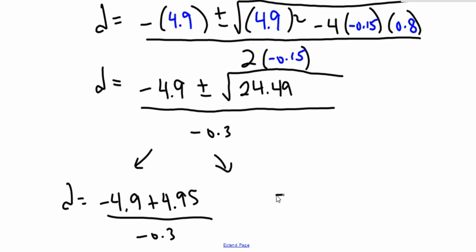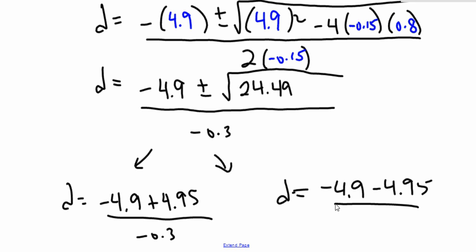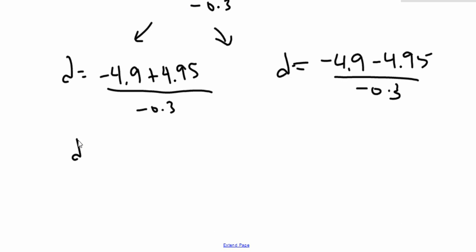And the other one will be if I do d equals, ooh, that was a bit messy. d equals negative 4.9 minus 4.95, all divided by negative 0.3, and then just calculate each. So over here, I get a d value of negative 0.17, and over here, I get a d value of 32.83. So again, make sure that your answers make sense.